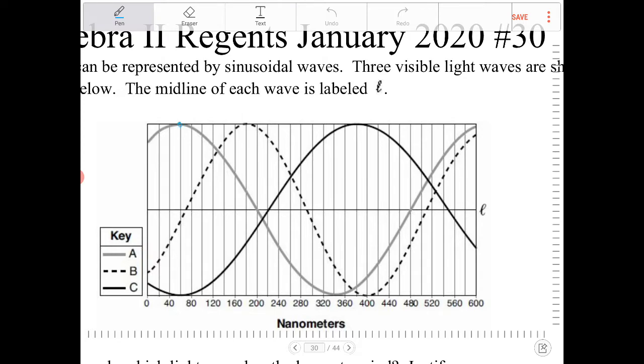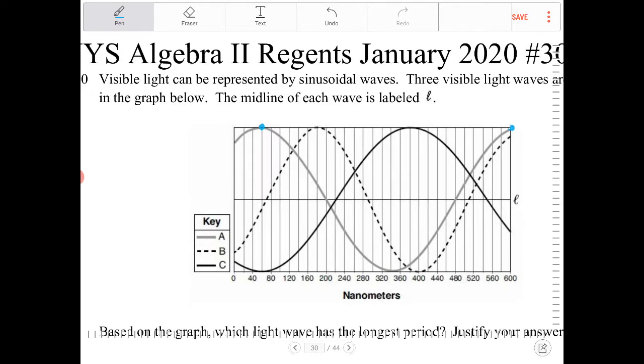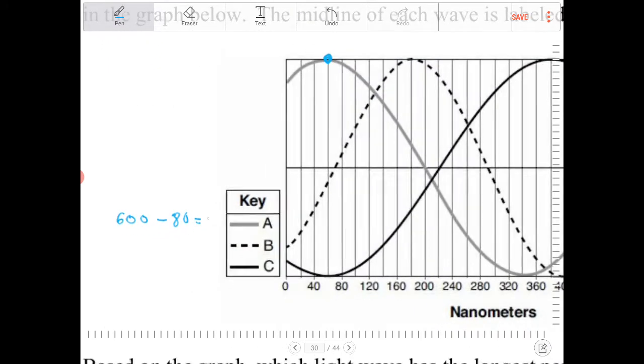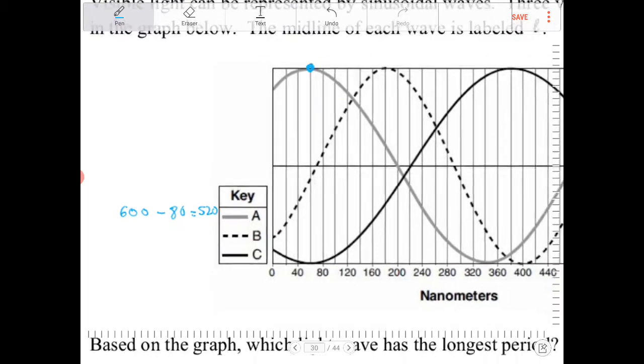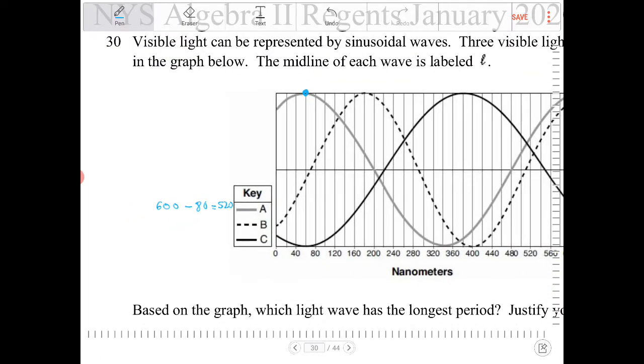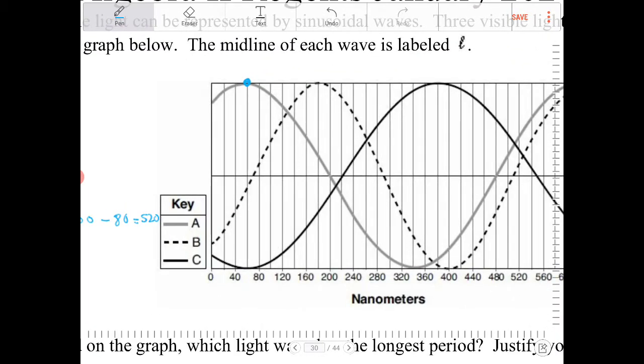I notice that the peak happens here, and then the next peak will happen right about right there, okay? So what is that? For peak A, I'm going from 80 to 600, okay? So 80 to 600, or 600 minus 80 is for A, and that would be 520. That would be the wavelength for wave A. Let's do wave B.